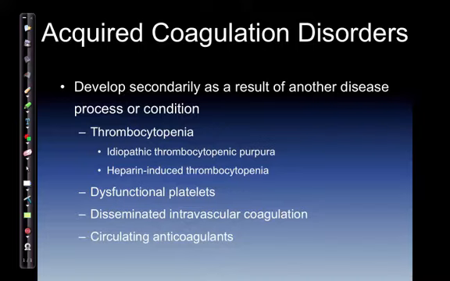Dysfunctional platelets also come to mind. Chronic disease disrupts the platelets' ability to function properly. Disseminated intravascular coagulation. I'm going to read this and kind of explain this a little bit. Condition in which there is an overactivation of both the coagulation and the fibrinolytic system.